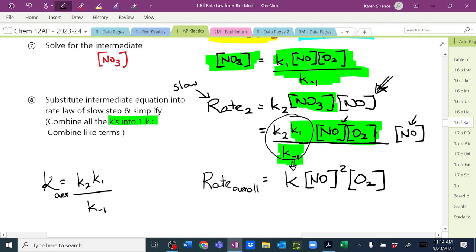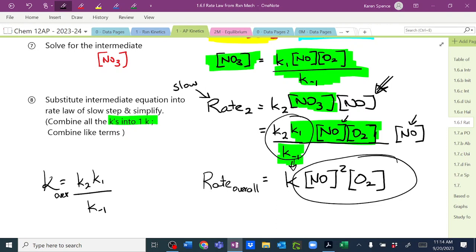I would put it as one K, but you could leave it as three separate Ks. It really doesn't matter. What they're looking for is they're probably just going to want this, and it's probably going to be a multiple choice question, and you're probably going to look at that and say, screw that, that's one mark.